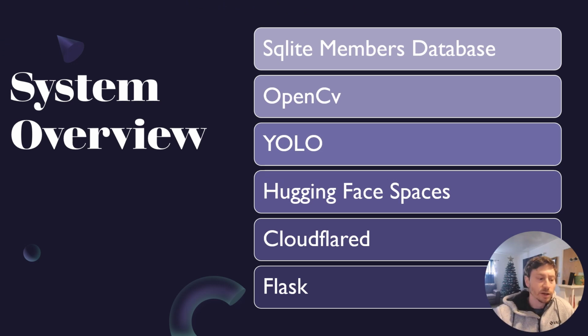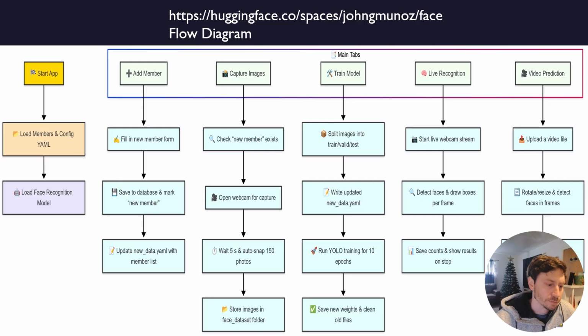Here is a quick system overview of what I used for my project. I used SQLite for the members database. I used OpenCV. I used YOLO. I used Hugging Face Spaces for the dashboard. I used Cloudflare, and I used Flask to create the employee app.